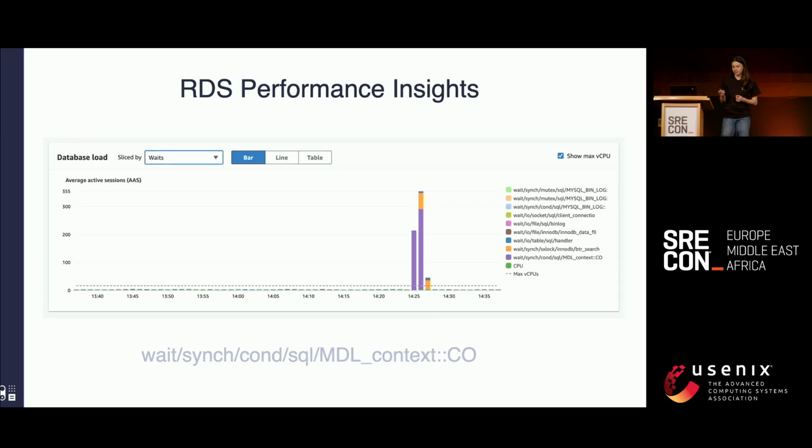We are on RDS, so the next stage of investigation was to look at Performance Insights. Performance Insights focuses on the concept of waits, or wait events, and you should be able to see this purple bar, which is related to the MDL context wait event, which means that MySQL is waiting to acquire a metadata lock on the table. So no surprises there. But really, beyond that, we didn't know what happened. It was a locking problem.